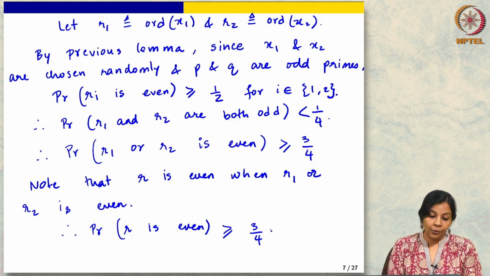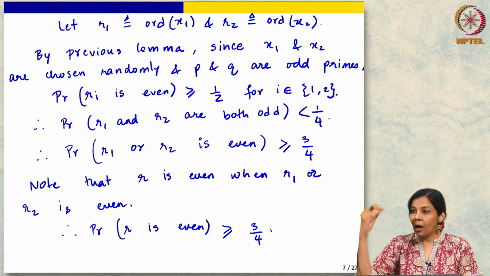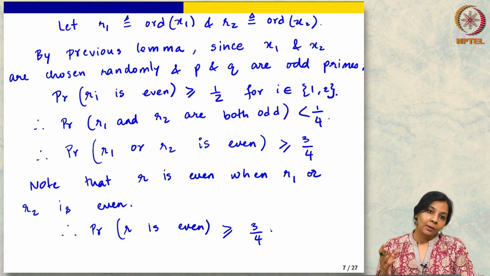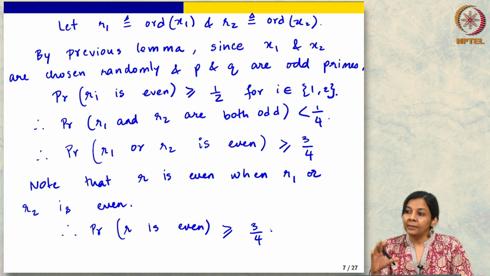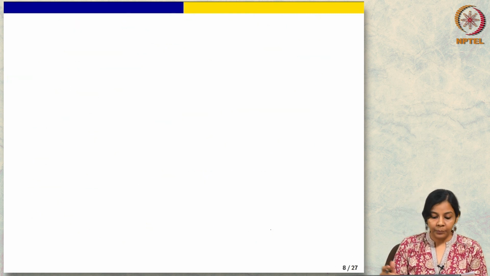Alright, so good. So, if r is even, then I can think of x to the r over 2. Now I need to think about the probability that this is a trivial or a non-trivial square root of 1. Okay. So, this is just a simple argument.